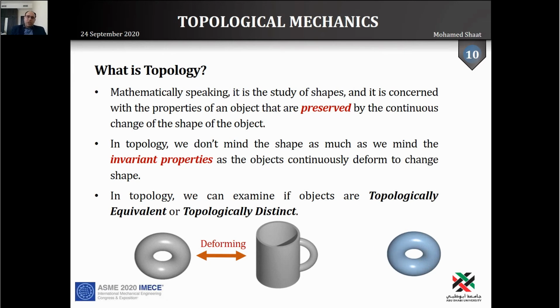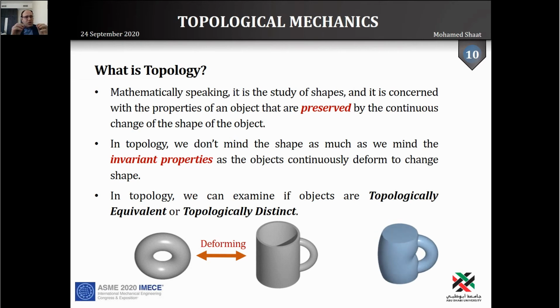For example, topology is different than geometry. Geometry is another branch of mathematics. In geometry, for example, the mug is a mug, the donut is a donut. These are two different shapes. They are geometrically different. But from the topology perspective, they are topologically equivalent.